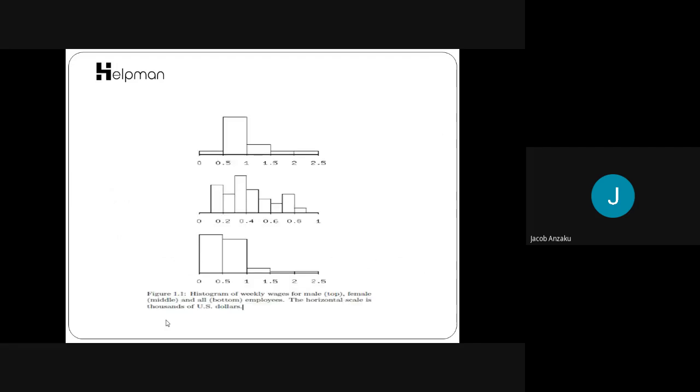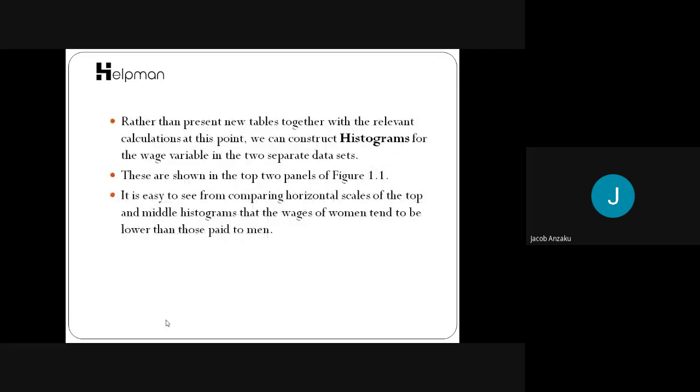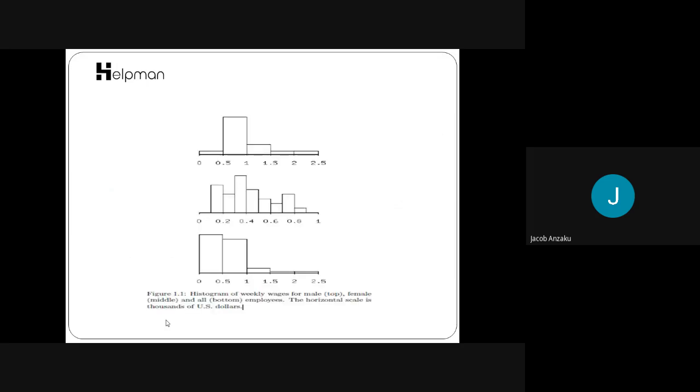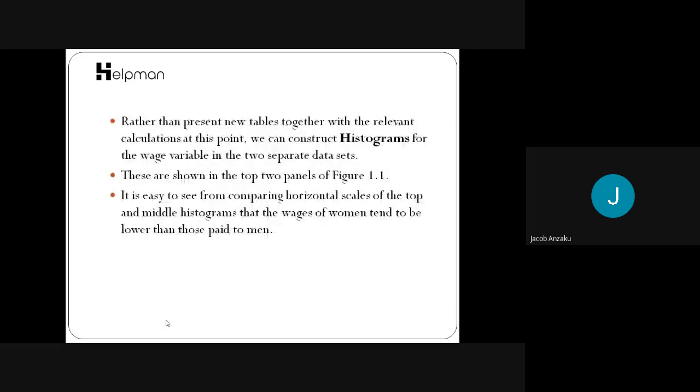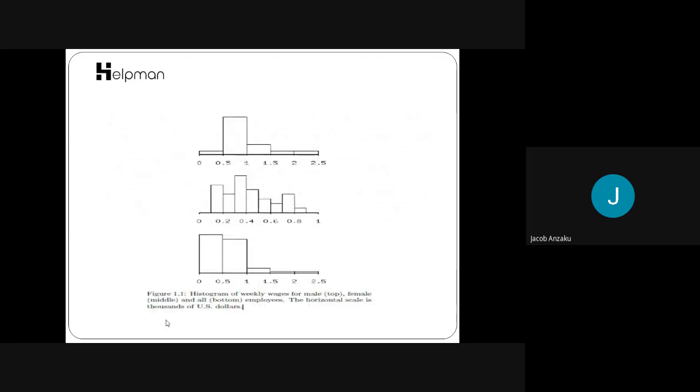Here's figure 1.1. It is easy to see from comparing the horizontal scales of the top and middle histograms that the wages of women tend to be lower than those paid to men. Now let's take a look at figure 1.1. The first figure gives the wage of a female, and then the second figure gives the wage for male. And then the last histogram gives a combined shape of the data.